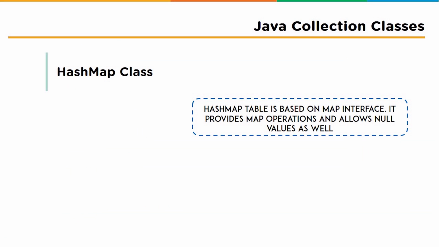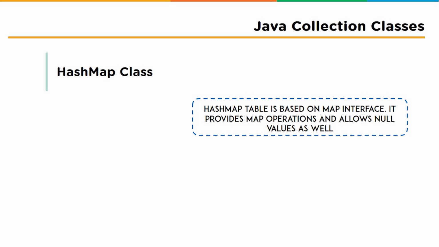So moving further, we will try to understand the next type of classes in Java collections, which is the hash map class. So hash table is based on the implementation of map interface. This implementation provides all the optional map operations and permits null values and the null key. Hash map class is roughly equivalent to hash table, except that it is unsynchronized and permits null. This class makes no guarantee for the order of the map.